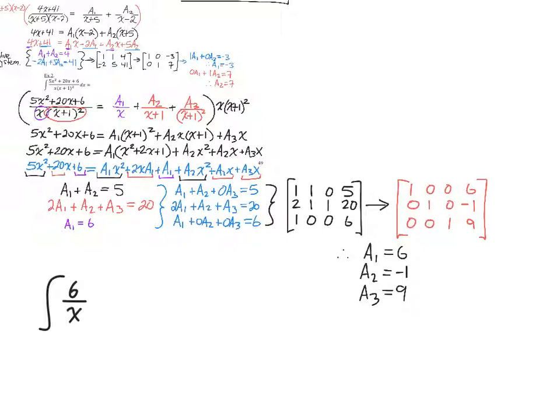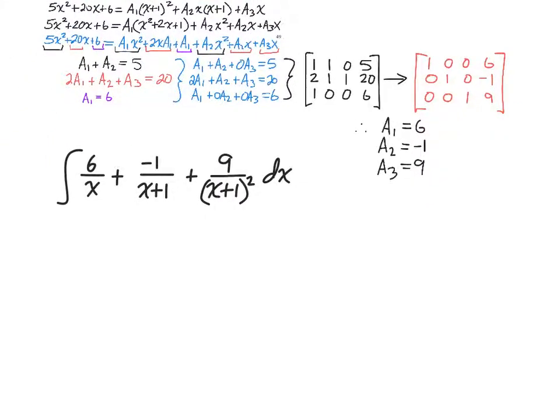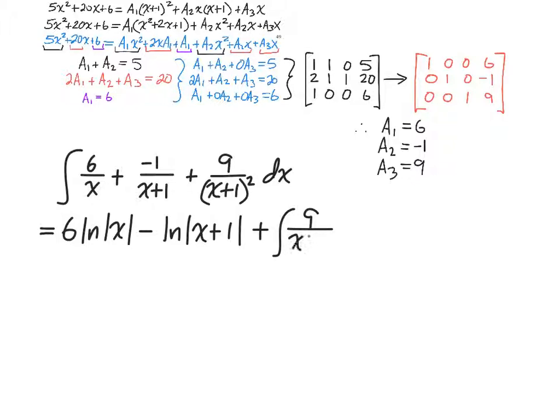So we're looking at the integral of 6 over x plus -1 over x plus 1 plus 9 over x plus 1 squared dx. Much more integrable. The 6 over x is 6 ln x. Like I said before, take a shot. The denominator has a derivative of 1, right? So it's a natural log. But I want the negative there, so negative ln of x plus 1. The only concern would be that last guy there, 9 over x plus 1 squared dx.